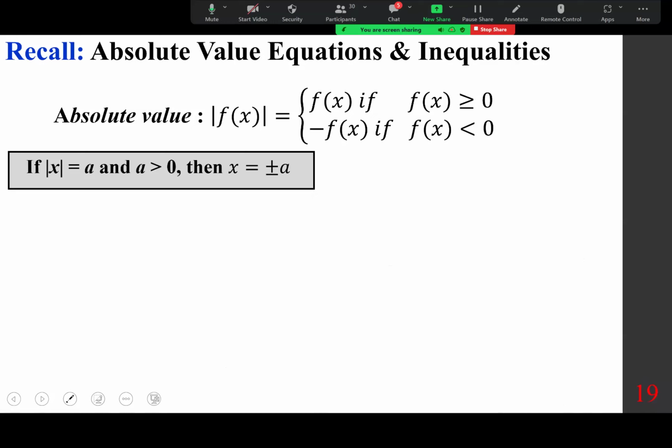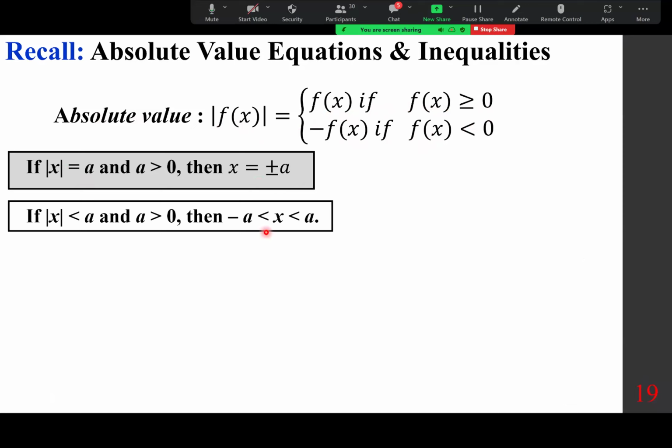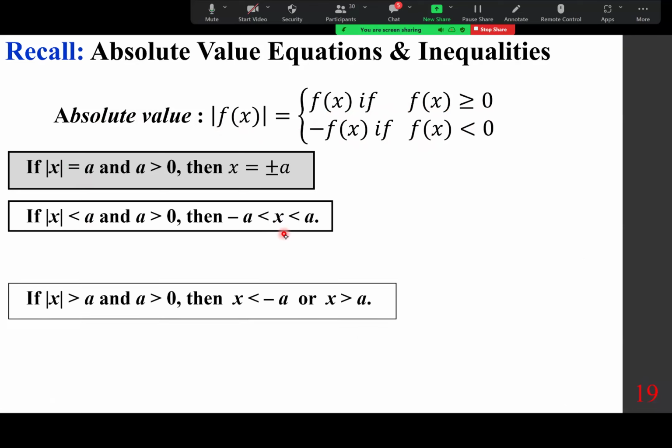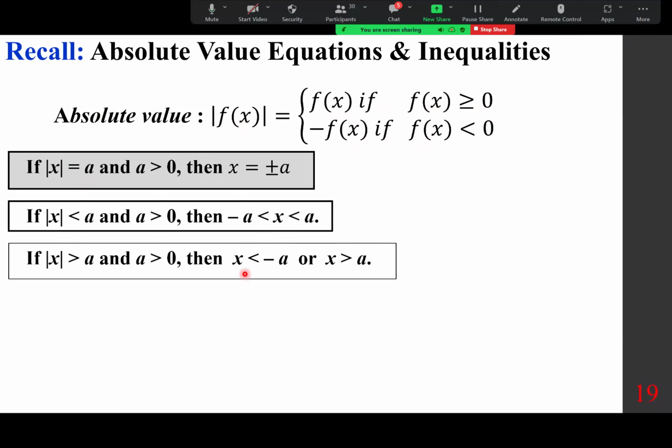Dealing with an absolute value, reminding you that absolute value by definition means distance from zero. So the absolute value of f of x is f of x if f of x is greater than or equal to zero, and minus f of x if f of x is less than zero. Absolute value of x equals a means x is plus or minus a, assuming a is positive. If it's less than a, it's sandwiched between negative a and a, and if it's larger than a, x is less than negative a or larger than positive a. I hope you remember that.